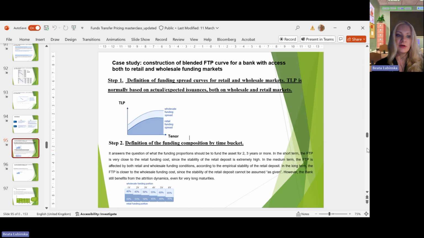markets. So of course, you can imagine that it will be a blended FTP curve if you want to consider also the fact that you are funded by deposits, so retail deposits. Usually it is reflected in the curve construct, but it was not always the case. So why has it started to be reflected in the FTP curve?